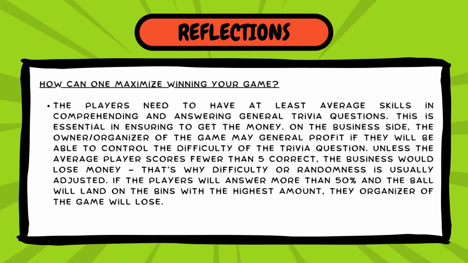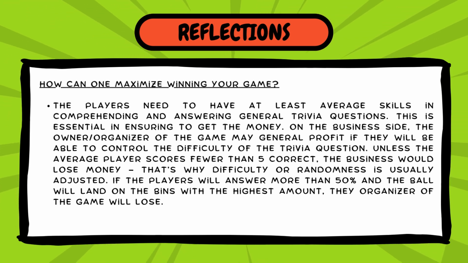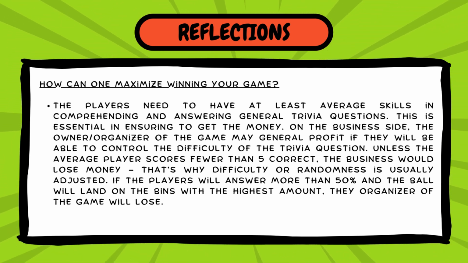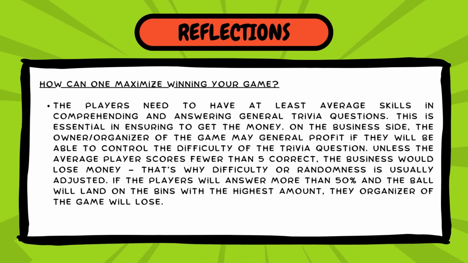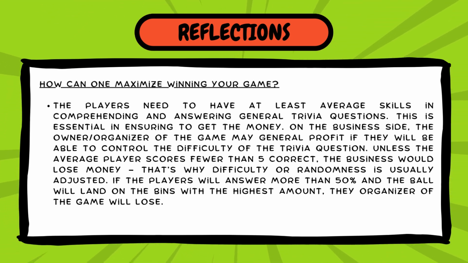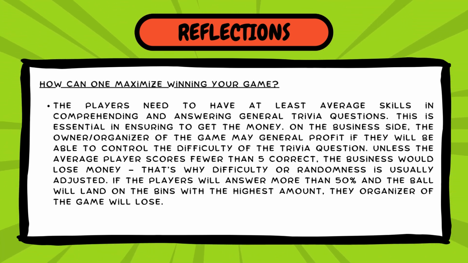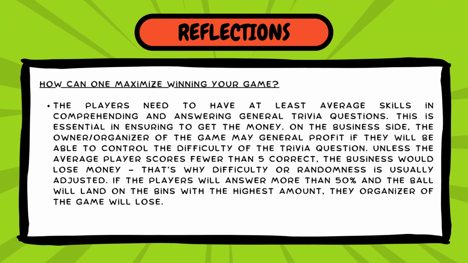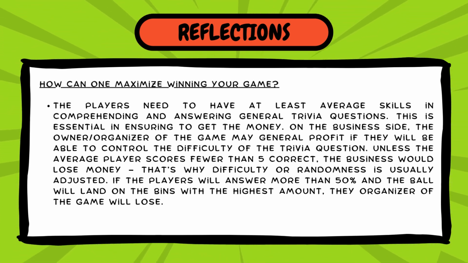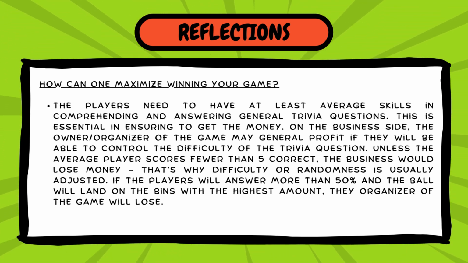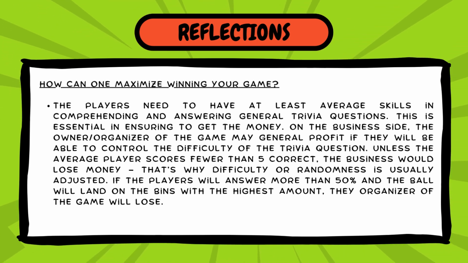The players need to have at least average skills in comprehending and answering general trivia questions. This is essential in ensuring to get the money. On the business side, the owner, organizer of the game may generate profit if they will be able to control the difficulty of the trivia questions. Unless the average player scores fewer than 5 correct, the business would lose money. That's why difficulty or randomness is usually adjusted. If the players answer more than 50% and the ball lands on the bins with the highest amount, the organizer of the game will lose.